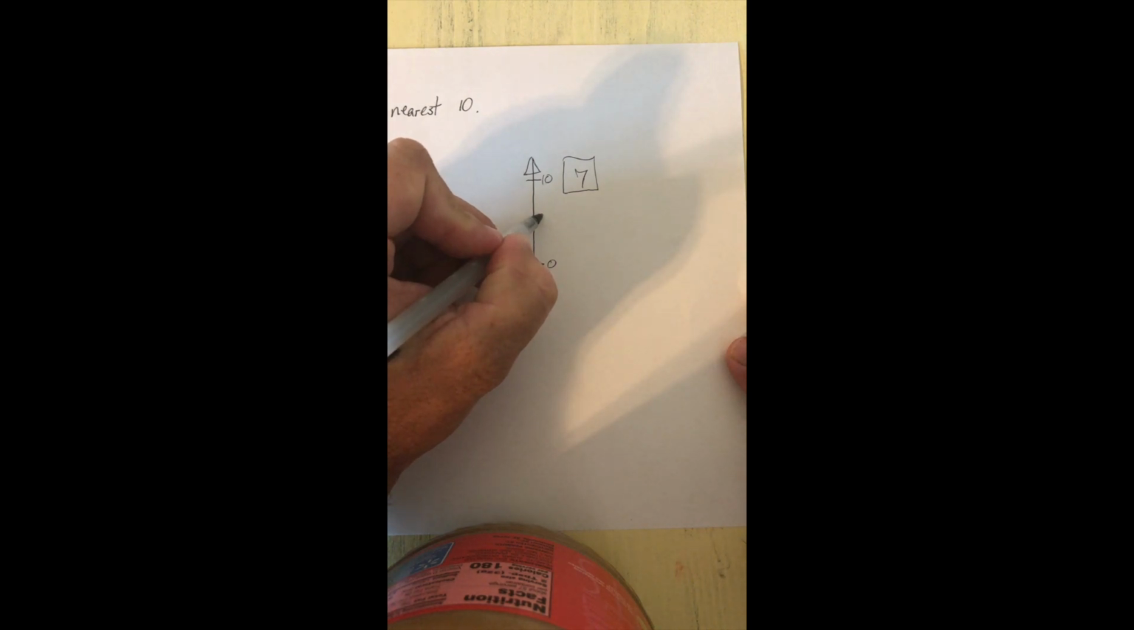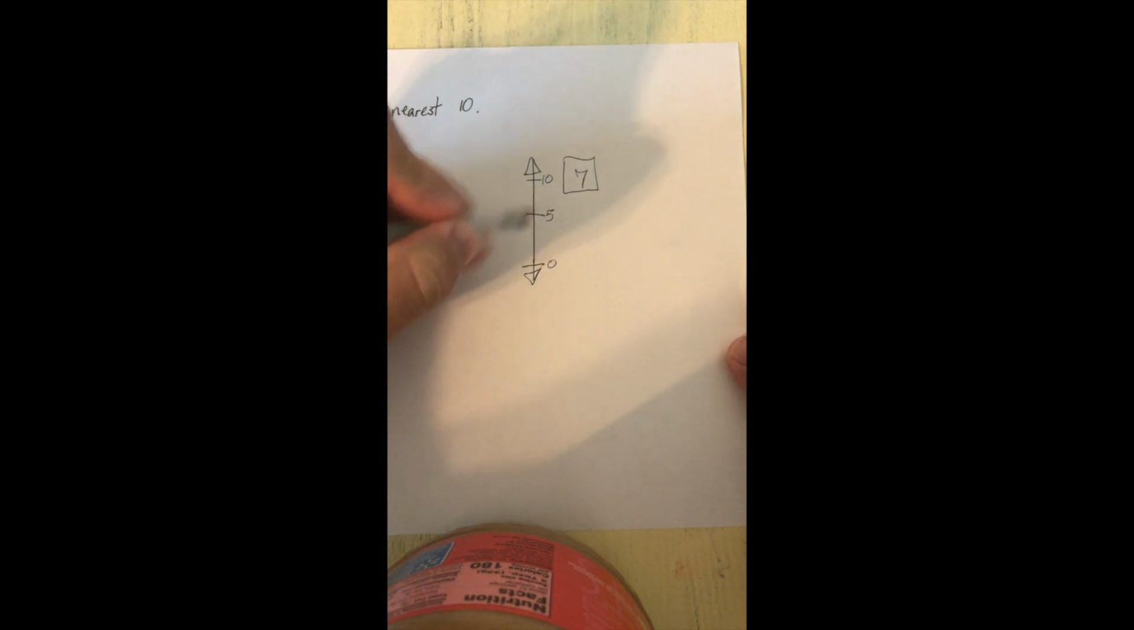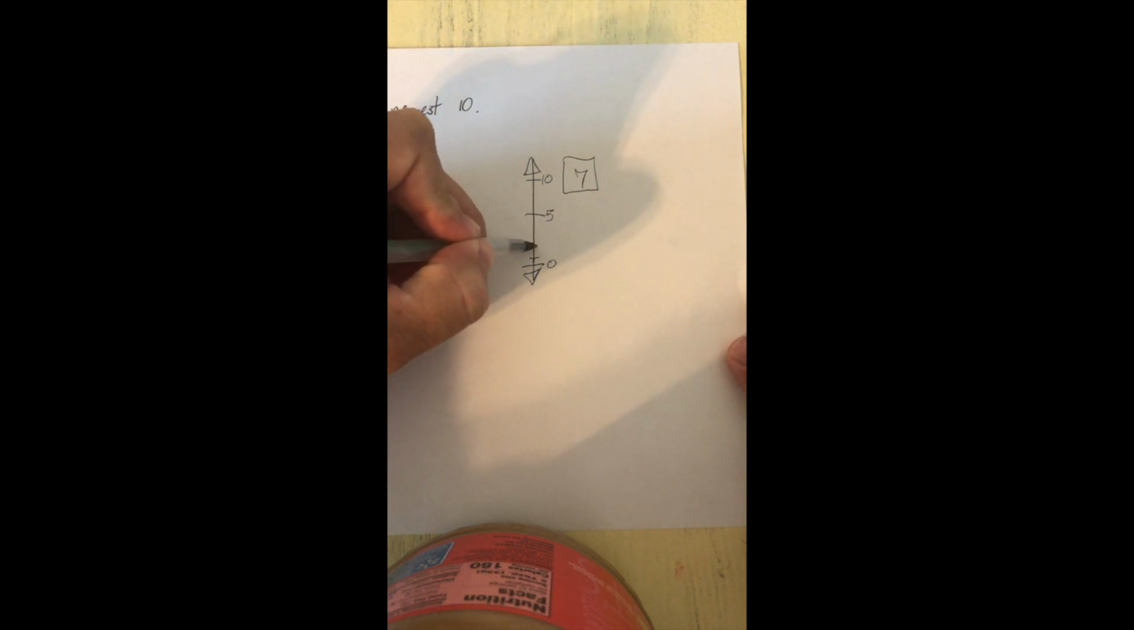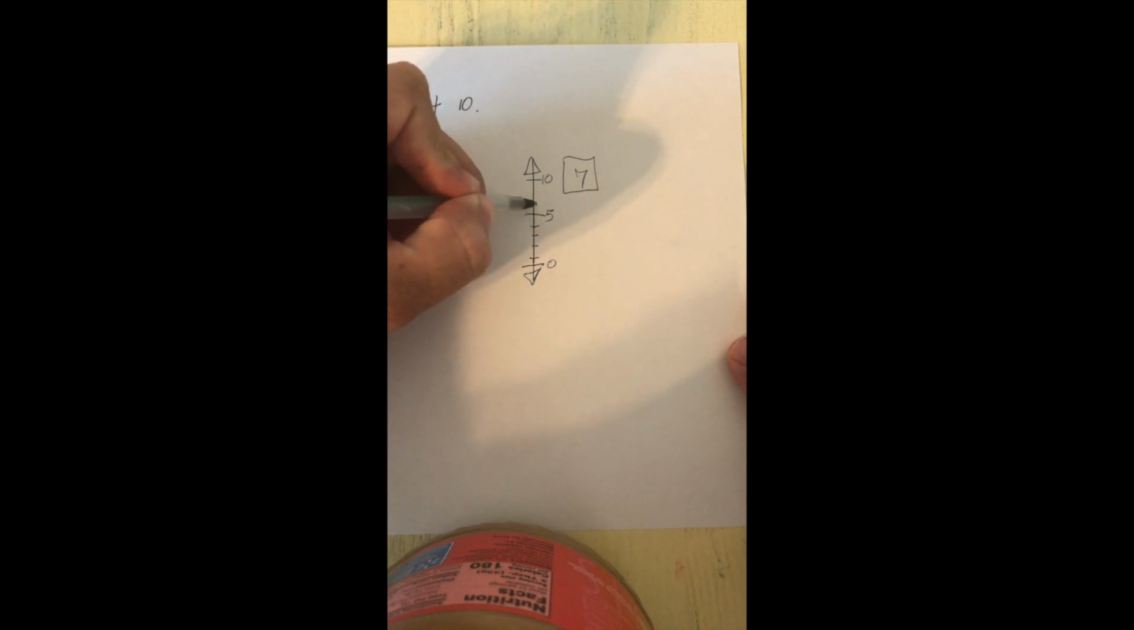Then I find my halfway point. Halfway between 0 and 10 would be 5. Then you fill in all your single points in between. 1, 2, 3, 4, 5, 6, 7, 8, 9.